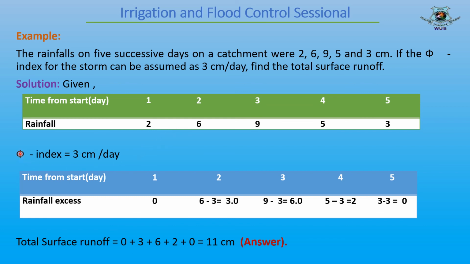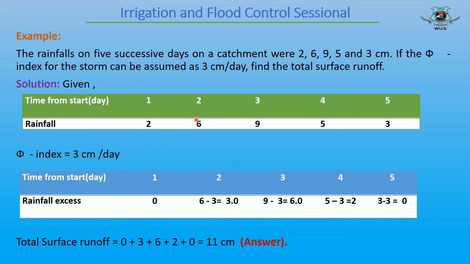And again we know any value smaller than the phi index will be ineffective. Here the rainfall value of first day is 2, which is smaller than 3. So this value will be ineffective. Here, as first day value is ineffective, the rainfall excess or surface runoff for first day is 0. If we subtract this 3 from 2, we will get a negative value, and a negative value will not be taken into consideration in the calculation.